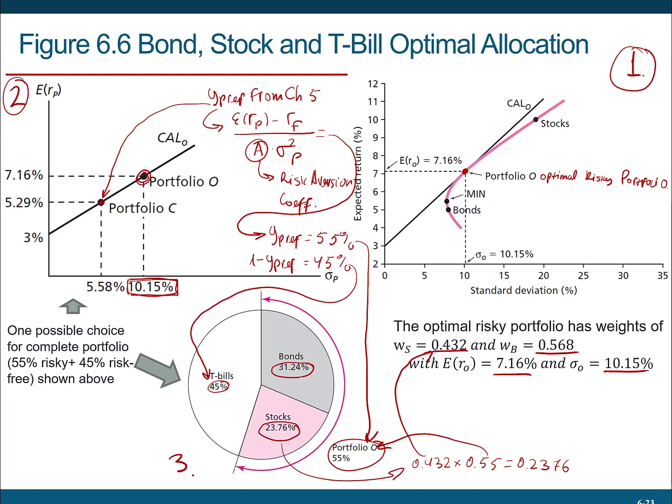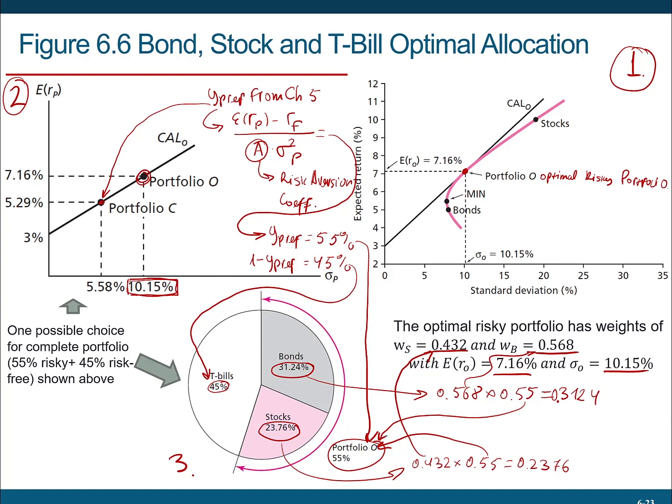And then the bonds. Okay, apologies for that. And then the bonds give you 31%. Where does the number come from? 0.568 multiplied by 0.55. That gives you 31.24. Okay, so that's where the numbers come from. So we just basically created the best possible portfolio for our client. Well, how do we know it's the best possible portfolio?